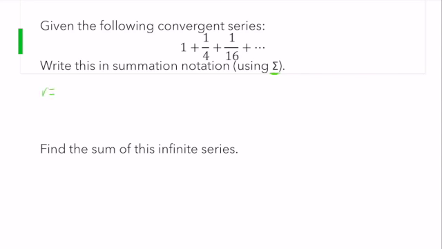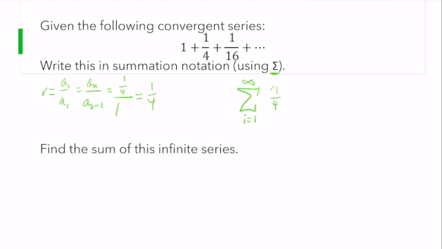r equals our second term divided by our first term, or any term divided by the one before it. So I'm going to take 1/4 divided by 1. Any number divided by 1 is 1/4. So that's our r. For summation notation, I always start with i equals 1. We use the natural numbers for this case. And we go all the way to infinity.